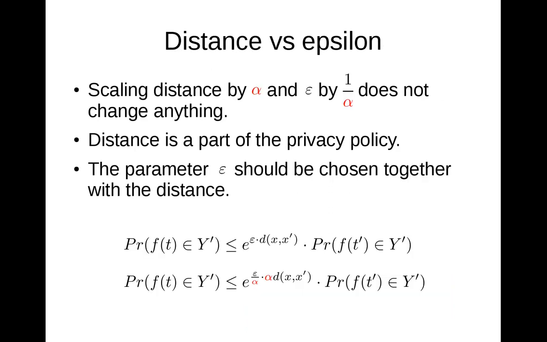Finally, let us consider the following. We have stated that this database norm, which gives us the distance, is part of our privacy policy. On the other hand, of course, the epsilon of differential privacy is also part of the privacy policy. And we see that there is an obvious degree of freedom. Namely, if we scale the distance by some factor, let's say alpha, and at the same time we also scale epsilon by the inverse of alpha, then we actually haven't done anything, if we have fixed the distance, or if we are using some very canonical distance. But if the distance is chosen as part of the privacy policy, then you choose the distance and epsilon both at the same time.